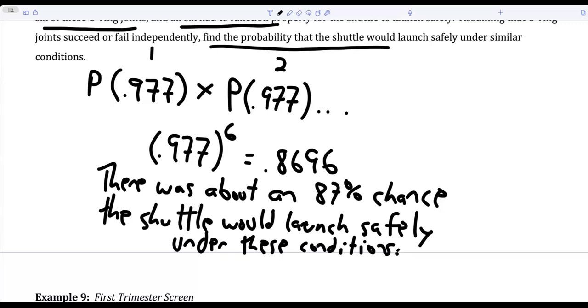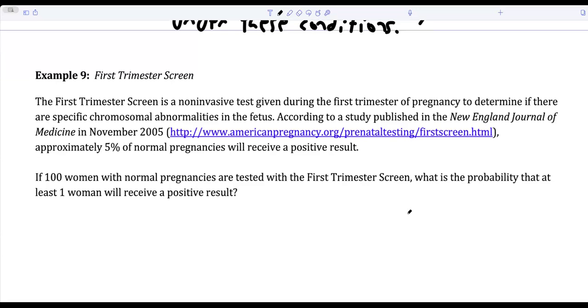Turn the page for me here. We got one more page. This says the first trimester screen is a non-invasive test given during the first trimester of pregnancy to determine if there are specific chromosomal abnormalities in the fetus. According to a study published in the New England Journal of Medicine, approximately 5% of normal pregnancies will receive a positive result. If 100 women with normal pregnancies are tested with a first trimester screen, what is the probability that at least one woman will receive a positive result?